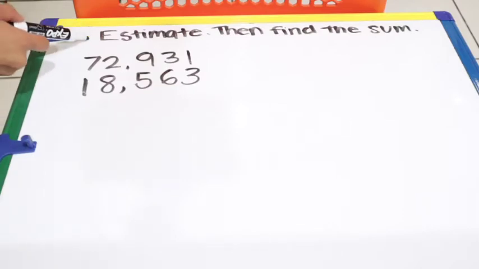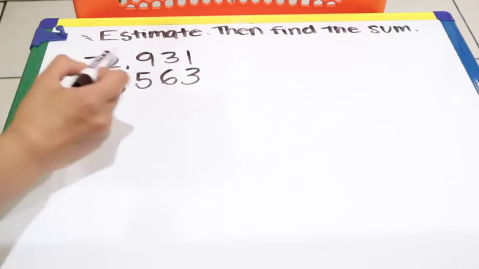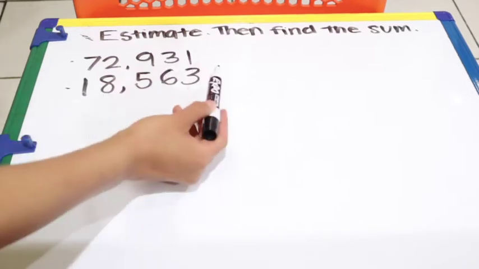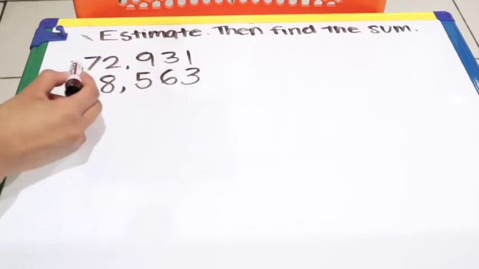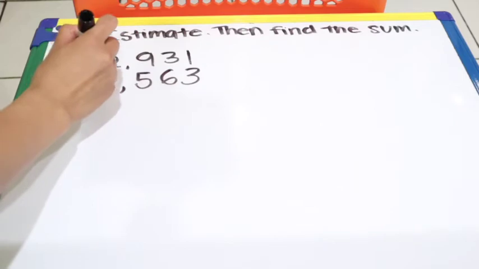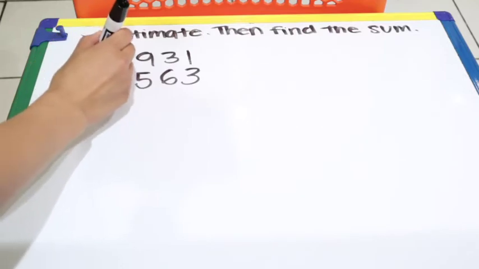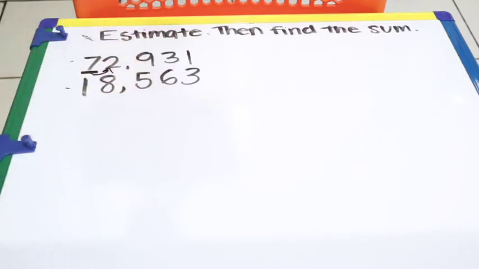Step number 1 is to estimate. What you're going to do is estimate both these numbers, and to do that you want to look at the digit all the way to the left. So in this case, my underlined digit is 7. The number 7 is going to take a look at the number 2 and say, number 2, should I round up or should I stay?